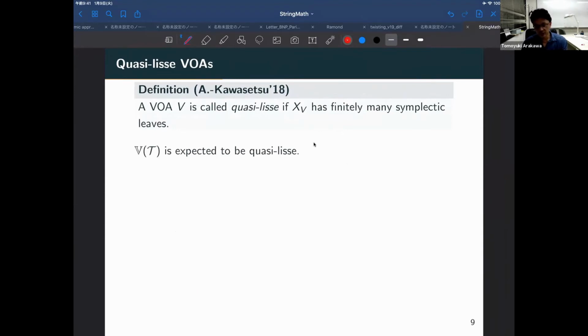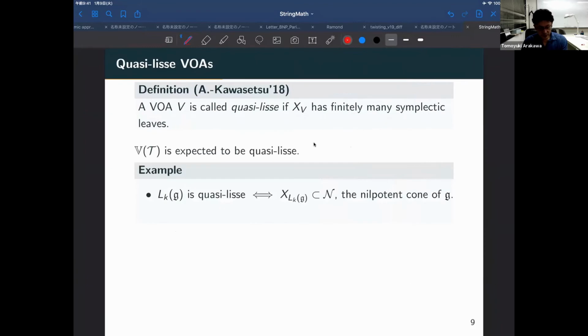So this is certainly some finiteness condition. And the Higgs branch is expected to be quasi-Lie's. Here are some examples of quasi-Lie's vertex operator algebras. A simple affine vertex algebra is quasi-Lie if and only if the associated variety is contained in the nilpotent cone. So the symplectic leaf in this case is just a co-adjoint orbit. And because the nilpotent cone has only finitely many co-adjoint orbits, if the variety is contained in the nilpotent cone, it has only finitely many symplectic leaves, and you can also show the converse.